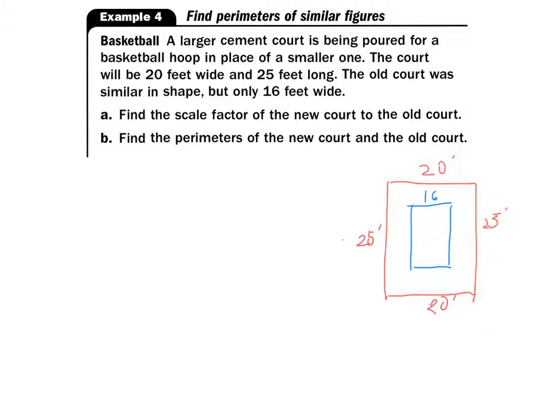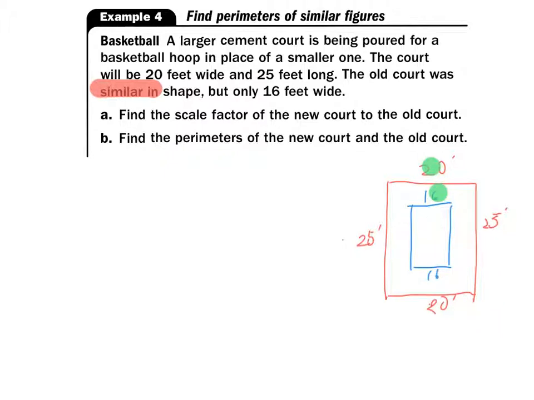The old court was similar in shape, keyword similar in shape, but only 16 feet wide. So notice that I put the width right there, okay, 16. Now we're asked to find the scale factor of the new court to the old court. The only corresponding pair that I know of is right here. Let me use green. I know these are the corresponding sides, the side lengths, right?